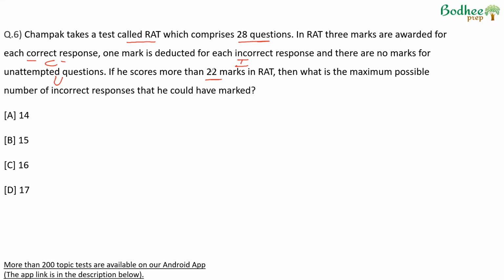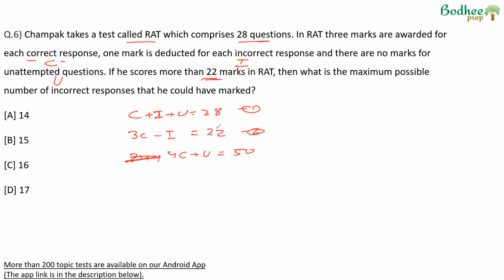Now, for a score of 22, correct plus incorrect plus unattempted have to be 28. Three marks are awarded for a correct response, 1 mark is deducted for an incorrect response. U is 0, so it does not matter. 3C minus I will be greater than 22. Suppose if we keep this at 22, adding equation 1 and 2, 4C plus U will be equal to 50.